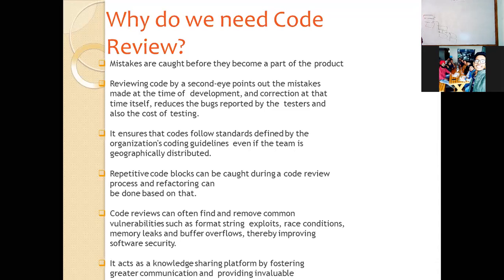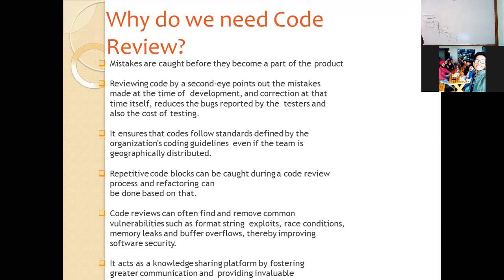Repetitive code blocks can be caught during the code review. If repetitive code blocks have been used while designing or coding, they can be easily caught during the code review process, and refactoring can be done based on that.